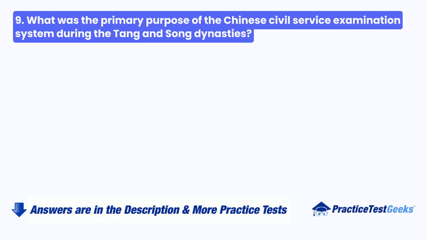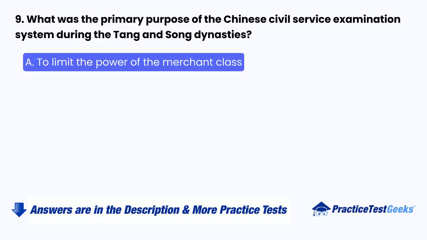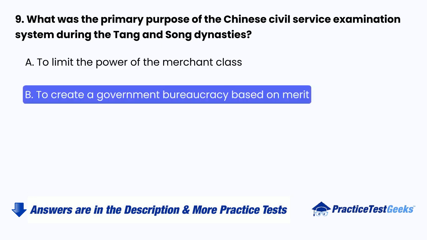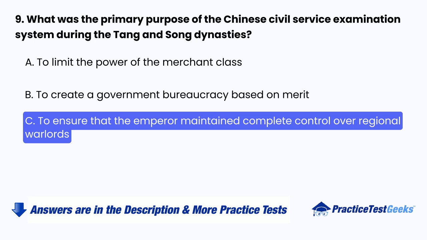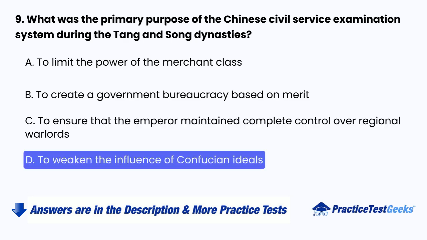9. What was the primary purpose of the Chinese civil service examination system during the Tang and Song dynasties? A. To limit the power of the merchant class. B. To create a government bureaucracy based on merit. C. To ensure that the emperor maintained complete control over regional warlords. D. To weaken the influence of Confucian ideals.